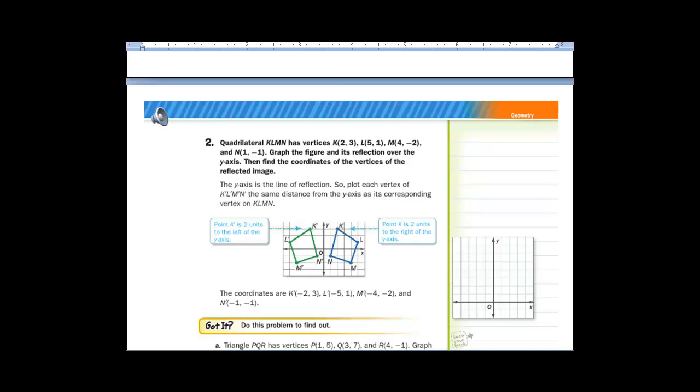Quadrilateral KLMN has vertices K(2, 3), L(5, 1), M(4, -2), and N(1, -1). Graph the figure, right here, graph the figure, and its reflection over the y.